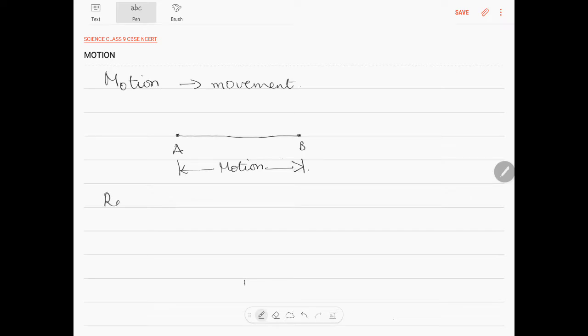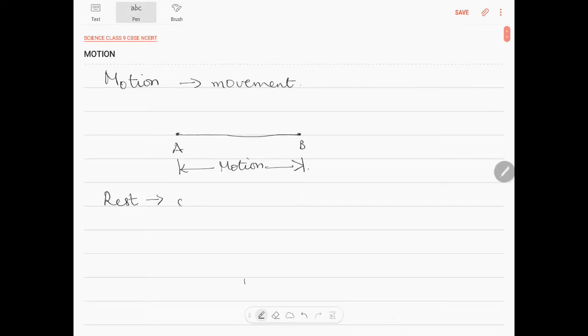Now a body is said to be at rest when an object does not change its position with respect to a fixed point, that is, it does not change its position. That is when we call the body at rest.